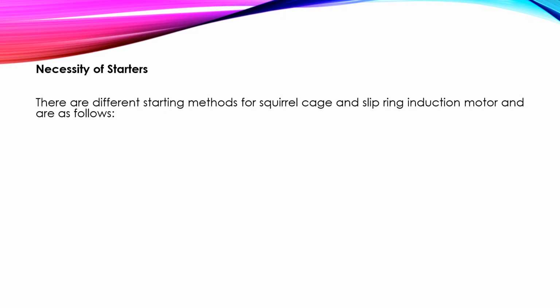Now we'll see in squirrel cage and slip ring induction motor how the starters are used. In squirrel cage induction motor, we know that at starting when the rotor conductors are stationary, the rotor is just like a short circuited transformer secondary. I think you know that. We already studied in construction of induction motors.